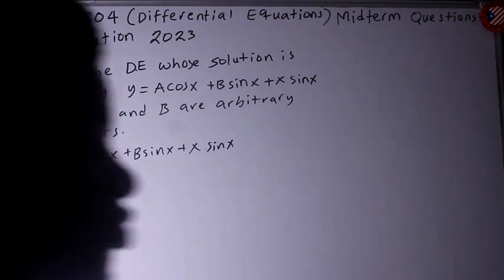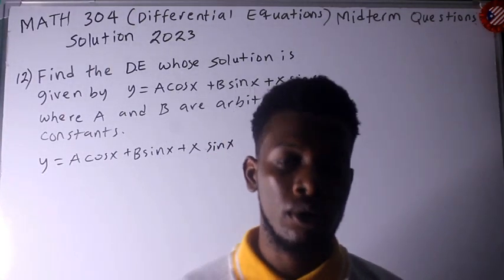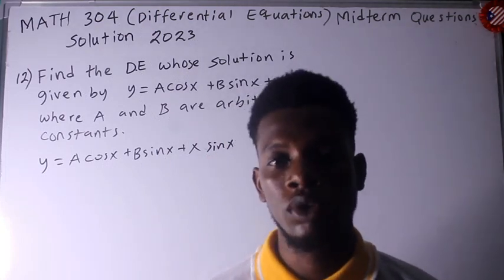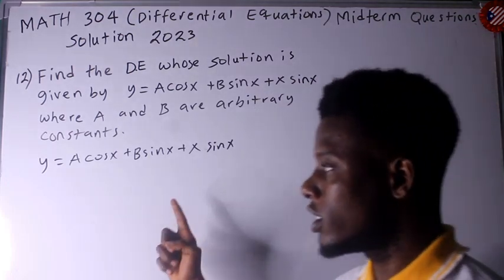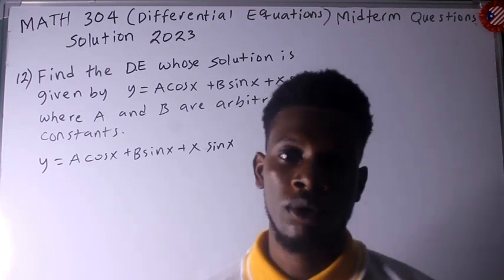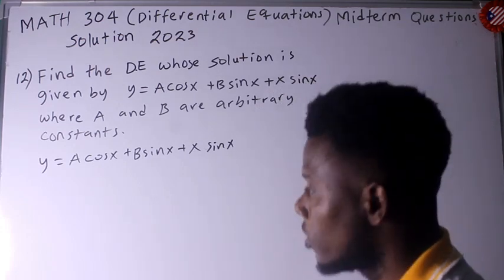Why are we differentiating twice? Because we have two arbitrary constants, a and b. If we had only one arbitrary constant, we would have differentiated this equation only once. Because we have two arbitrary constants, we differentiate twice. Is that good? Great. So let's get it.